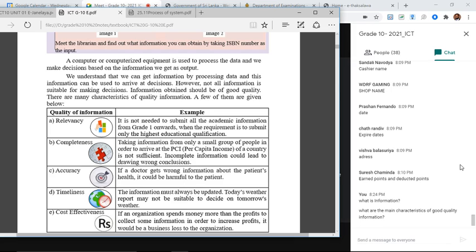Updated information must be there. Then cost effectiveness. So you can't spend a lot of money to get the information. Okay, if so, you are losing your business. As an example I have mentioned, if you have taken a very expensive car when compared to the salary that we are getting, so what will happen? So we are facing too many problems. So the information is also the same. If you are spending a lot of money to get the information and you are not getting the profit, your business will fail.